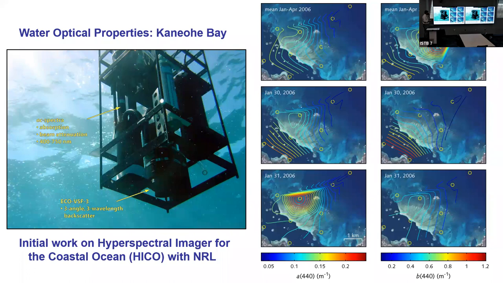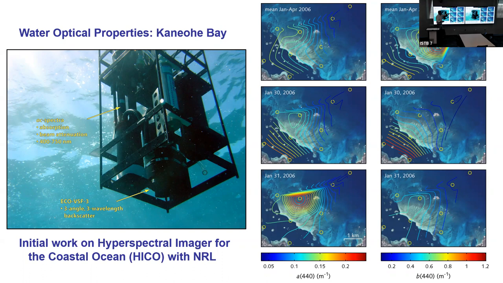Shifting gears a lot, just because I'm trying to throw everything in here. Measuring optical properties. And now we're talking about the water, not the corals. Here's an expensive piece of equipment that we got for the hyperspectral imager for the coastal ocean, which was put on the space station. We were part of the initial work for it with the Naval Research Laboratory. This stuff measures the absorption and scattering of light in the water, what the water's doing.